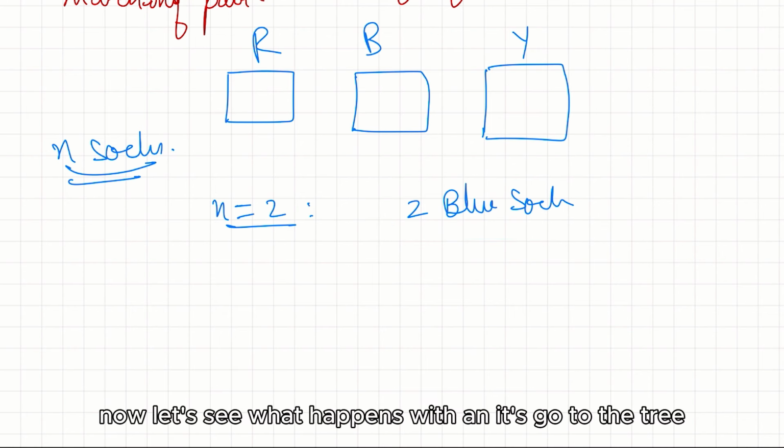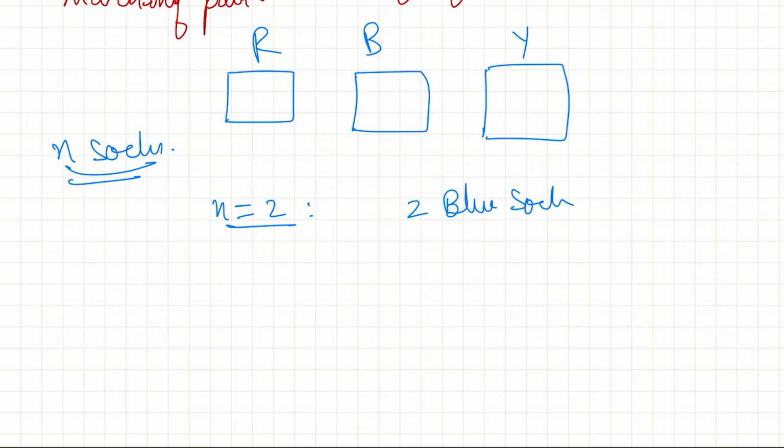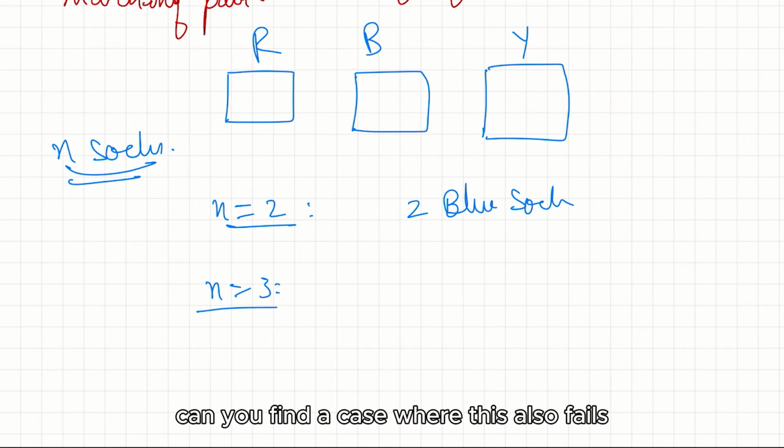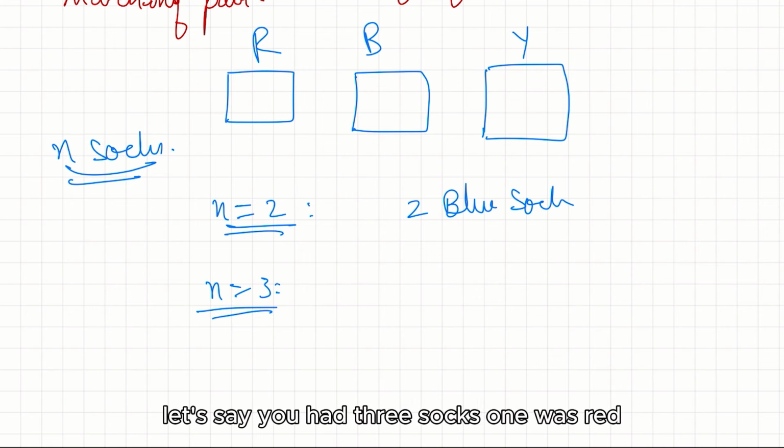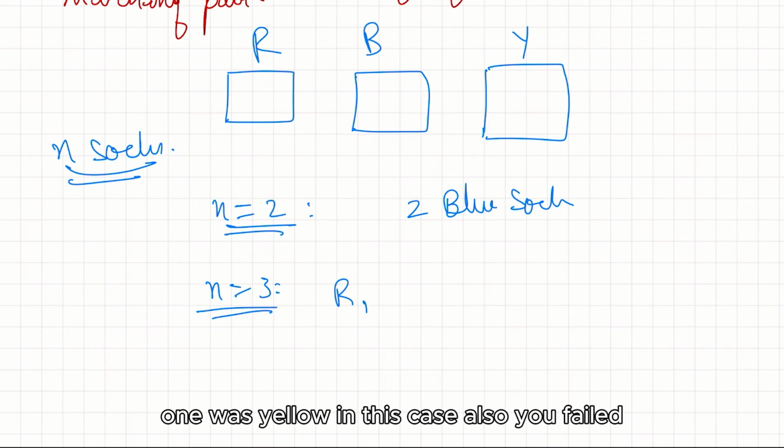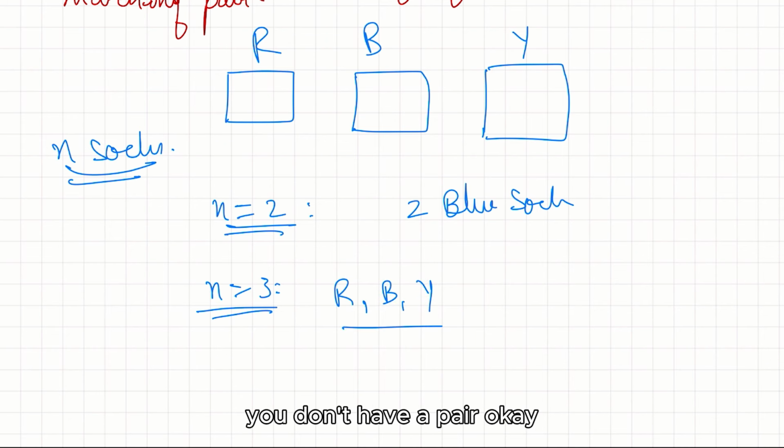Okay, now let's see what happens with n is equal to 3. So let's say if n is equal to 3, can we find a case where this also fails? The answer is yes. Let's say you had 3 socks, one was red, one was blue, one was yellow. In this case also you fail, you don't have a pair.